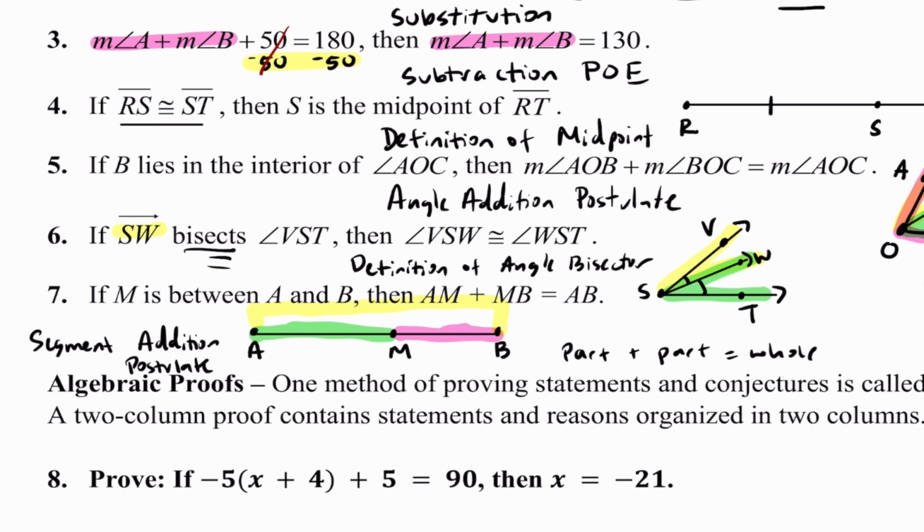So once again, if M is between A and B, then by the segment addition postulate, we can see that this part plus this part gives you the whole thing, or in other words, AM plus MB equals the whole thing, which is AB. That's your answer.